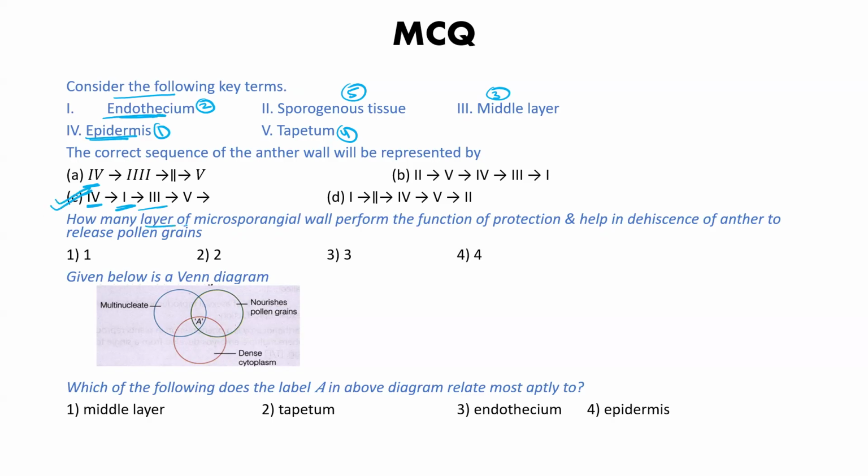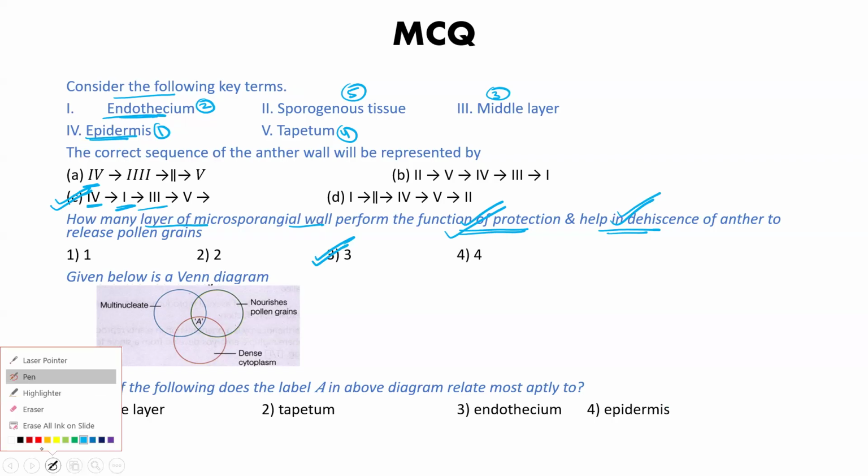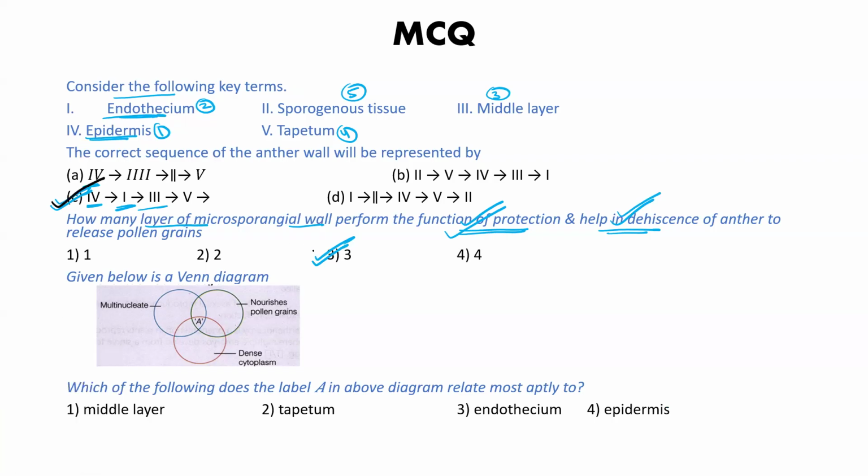Now, how many layers of the microsporangium wall perform the function of protection and help in dehiscence? We have studied there are three wall layers, especially epidermis, endothecium, and middle layer. They are the ones which are responsible for protection and helping in dehiscence. So three wall layers. Is it clear? So I hope you're getting the answer.